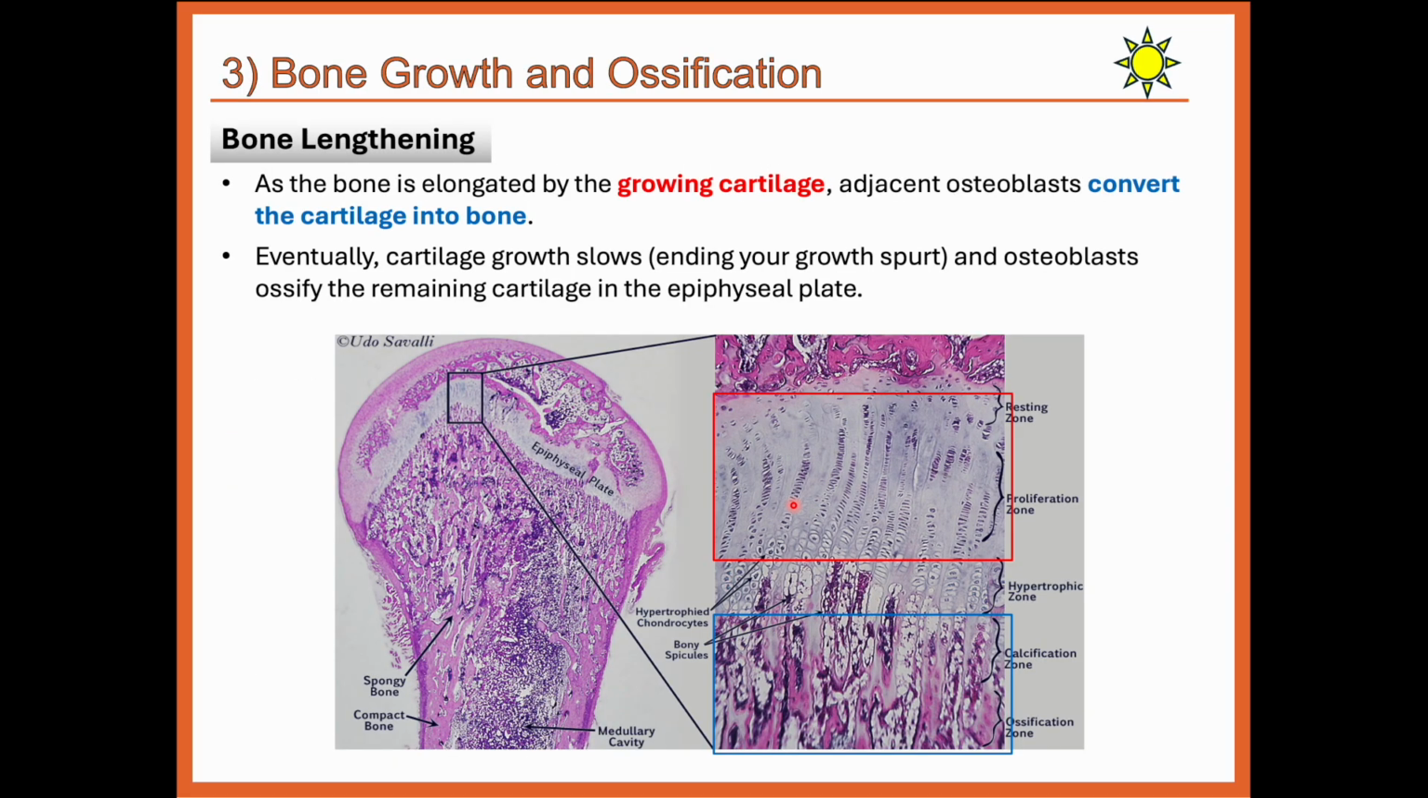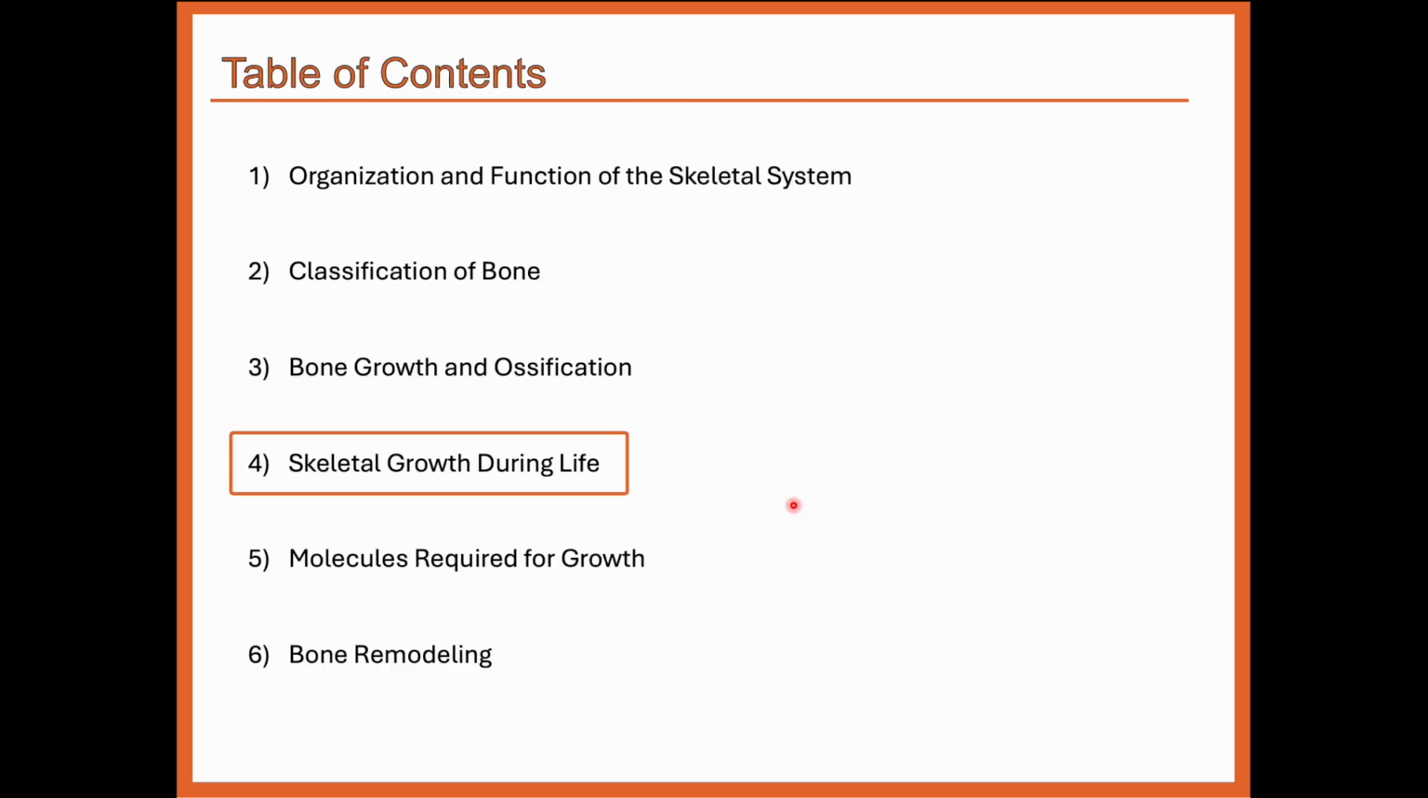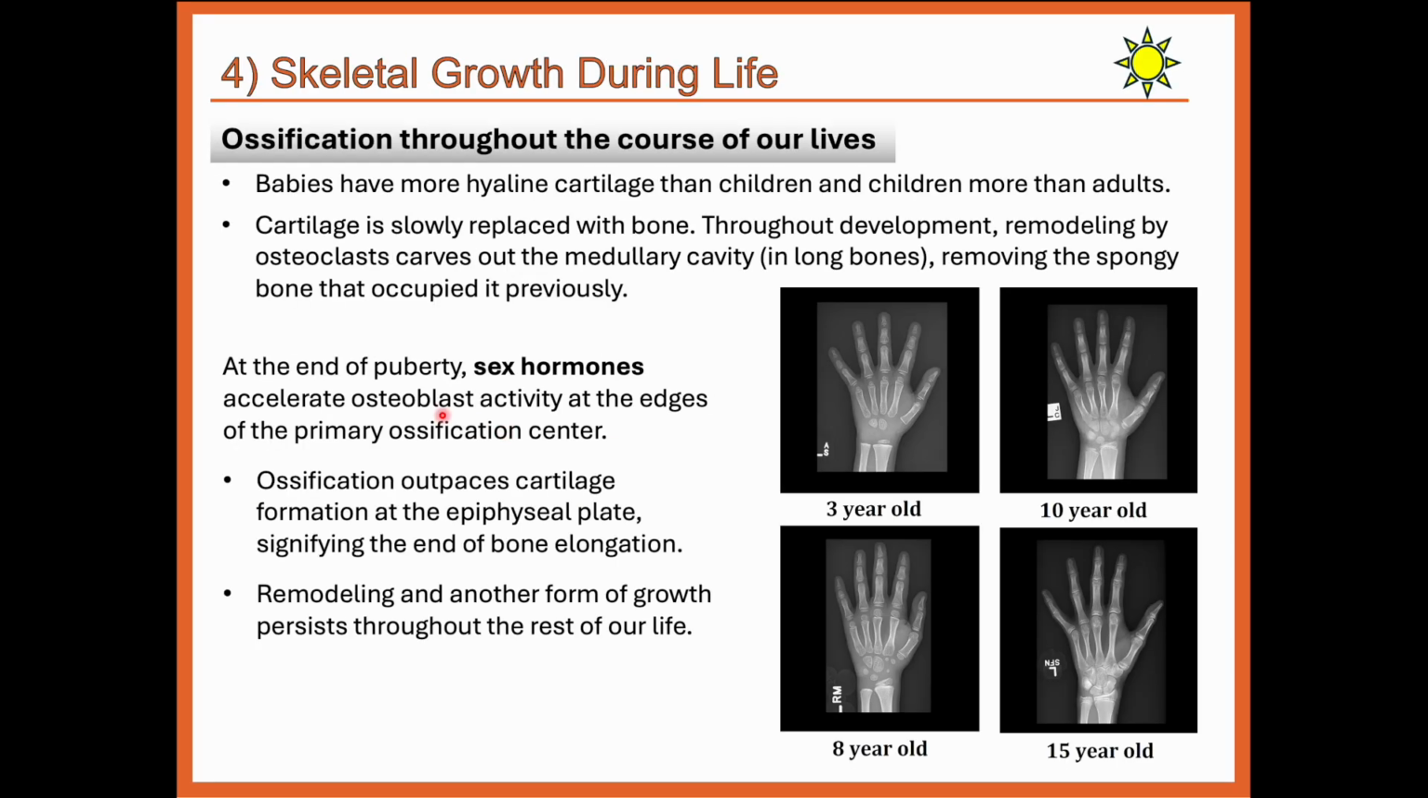I don't have a good picture, but oh, actually, I think I will have a good picture. So let's look at skeletal growth during life. Ossification occurs through life, right? Babies have more hyaline cartilage than children, and children have more than adults, and on and on. Cartilage is slowly replaced with bone, as I told you, throughout development, and in remodeling, osteoclasts carve out the medullary cavity in the long bones, and they remove the spongy bone that occupied it previously.